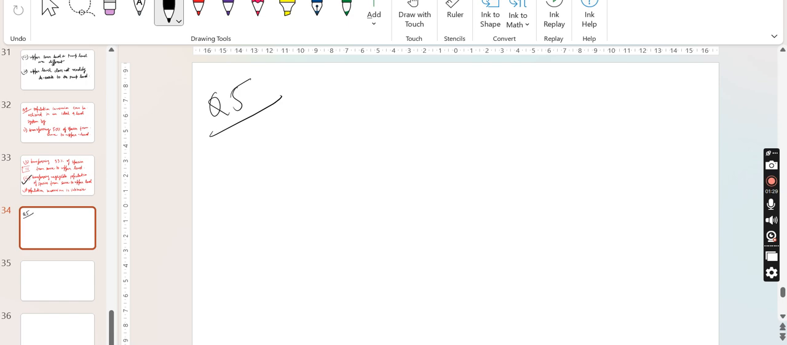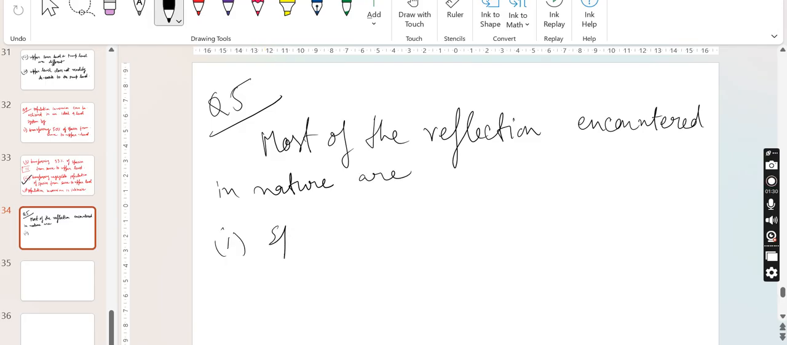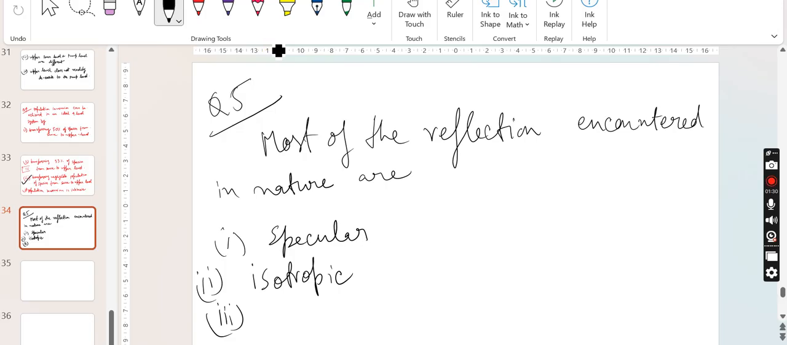Question number 5. Most of the reflection encountered in nature are: specular, isotropic, non-specular, all of the above.